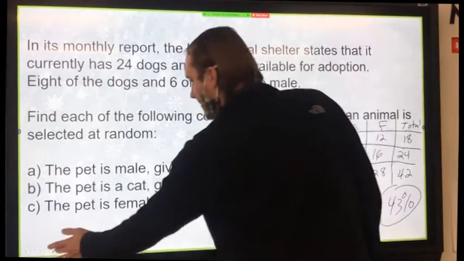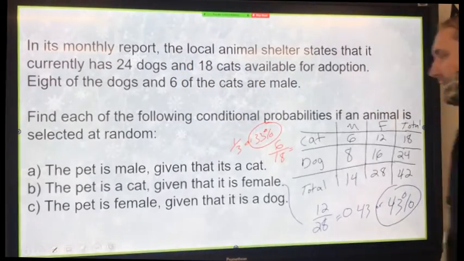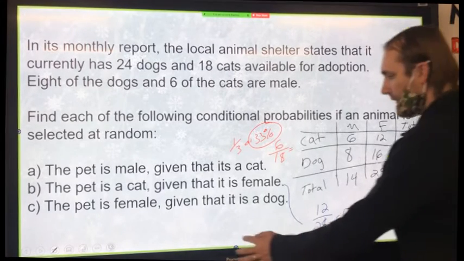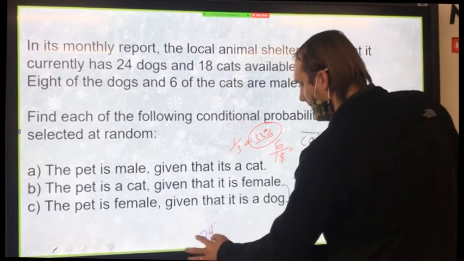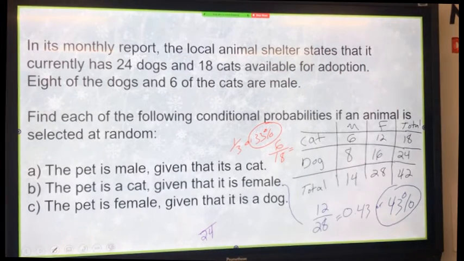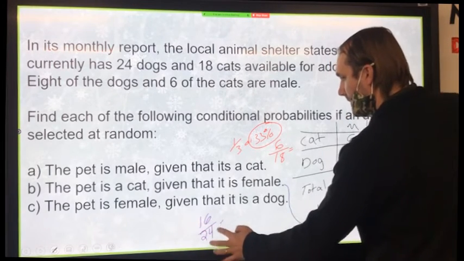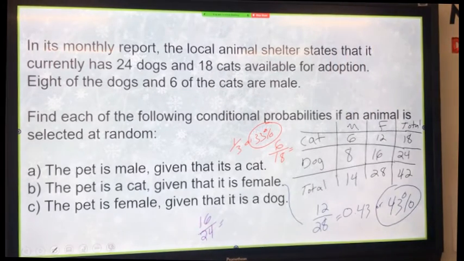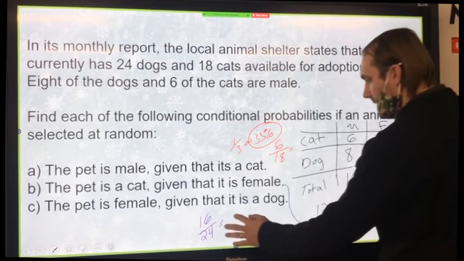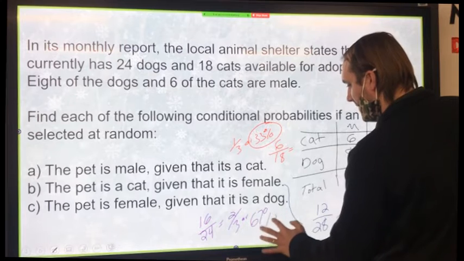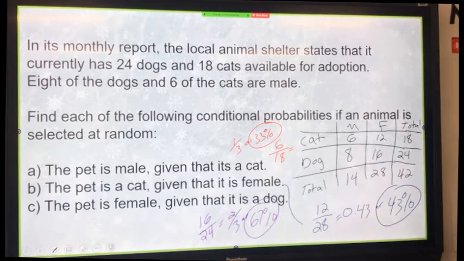Last one. The pet is female, given that it is a dog. So I have a total of 24 dogs. Out of those 24 dogs, 16 of them are female. So 16 over 24, I have 2/3 or 67% chance of, if I was given a dog, that dog would be female.